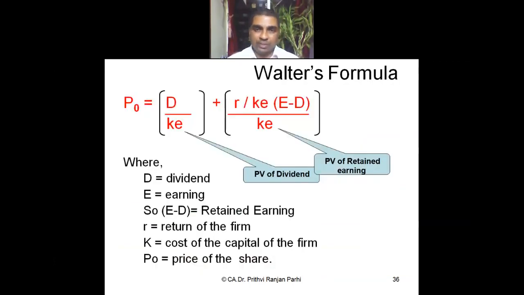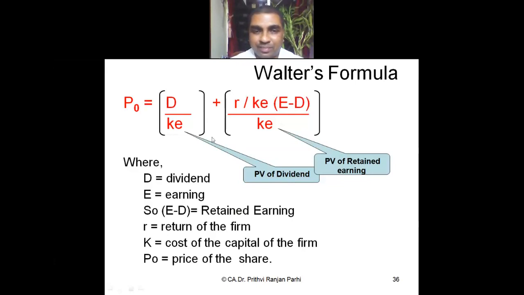Now, once again, I am trying to explain that formula. That formula is fundamental for our understanding. So I am now breaking the formula into two pieces. That means P0 is equal to D by K plus R by K multiplied by (E minus D), whole divided by K. So this talks about the present value of retained earning, and this talks about the present value of dividend. Both the elements will contribute towards the market price of the share.